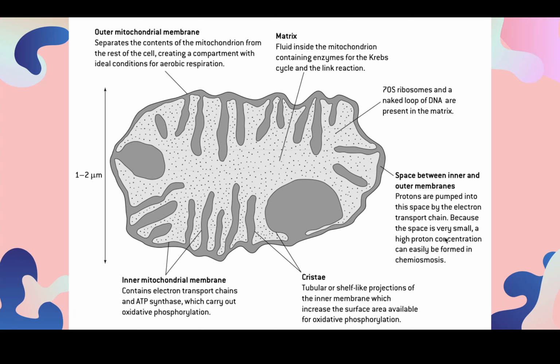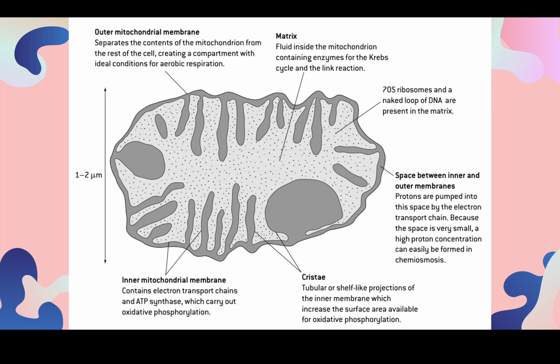So basically, there's the outer mitochondrial membrane, which separates the contents of the mitochondria from the rest of the cell, and also creates compartments where there are ideal conditions for aerobic cell respiration to happen, and the double membrane can be created from there. And then the inner mitochondrial membrane actually creates the double membrane.